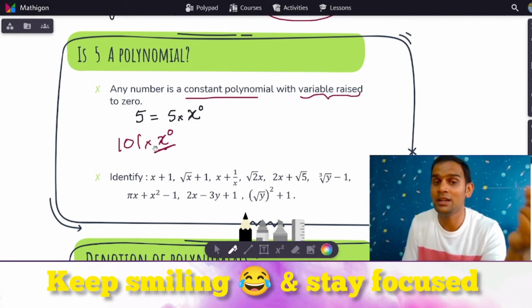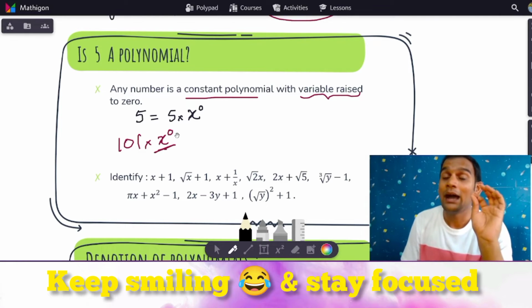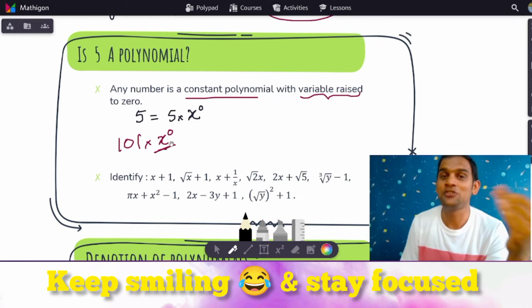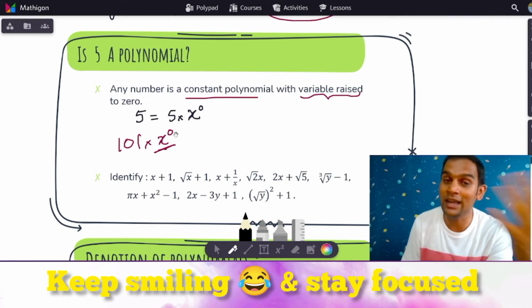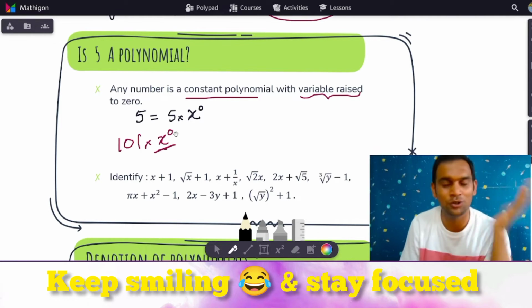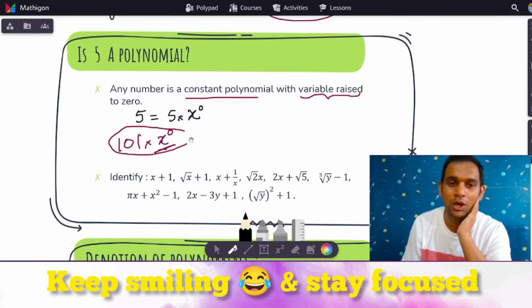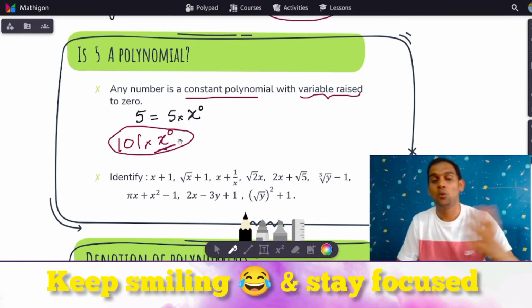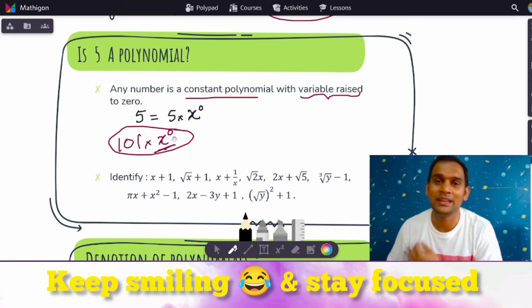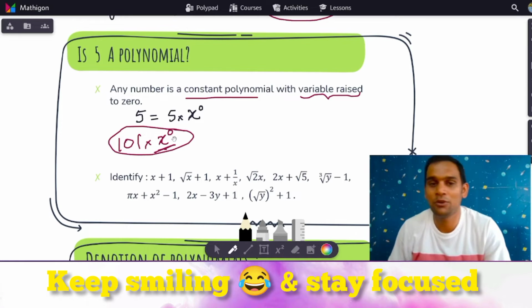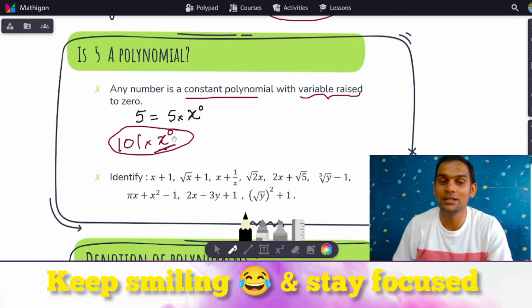Yes. So what is the definition? Definition of polynomial: the variable is to be raised to a whole number. 0 is obviously a whole number, so that's how we get to say that 101 or any number is a polynomial, and that type of polynomial is called a constant polynomial.